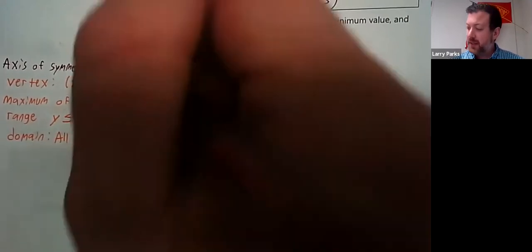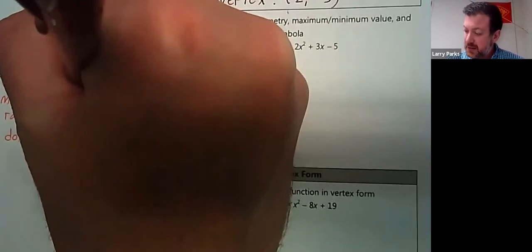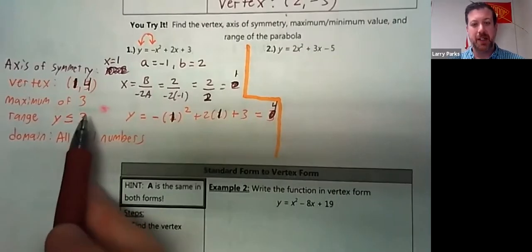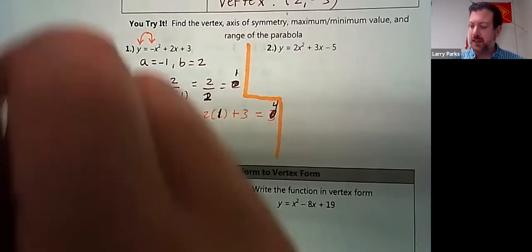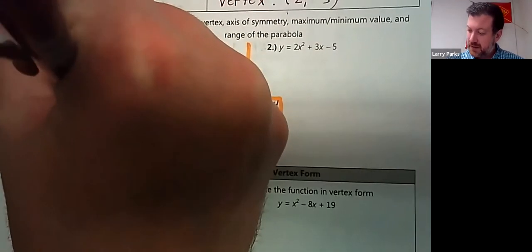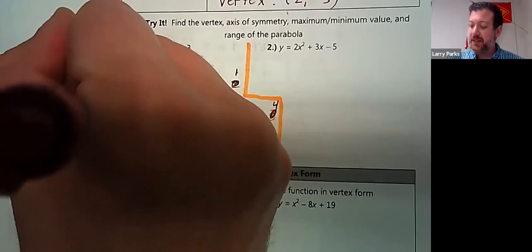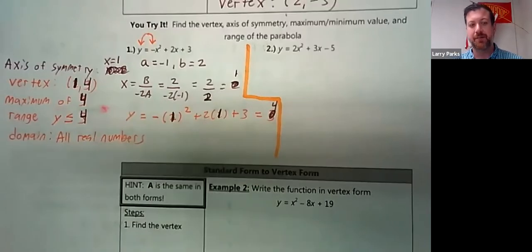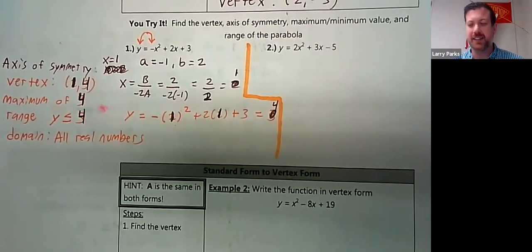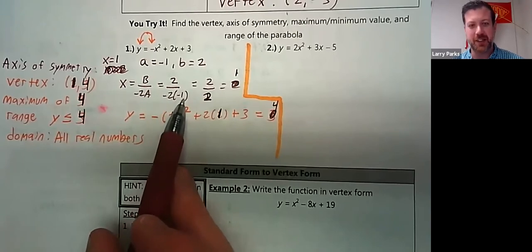So I need to put my vertex as 1, 4. Now that means my maximum is going to now be 4, and my range will be everything less than 4. Okay, sorry about that. I guess I did not realize that -2 times -1 is not 1.